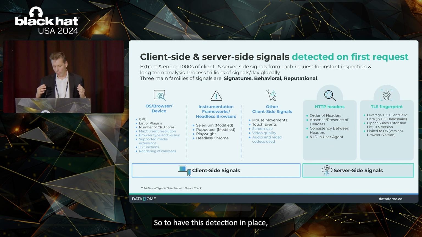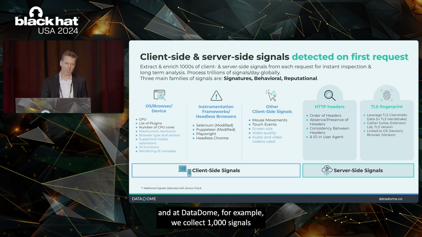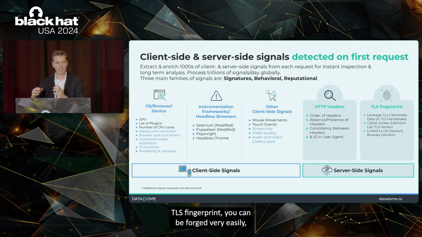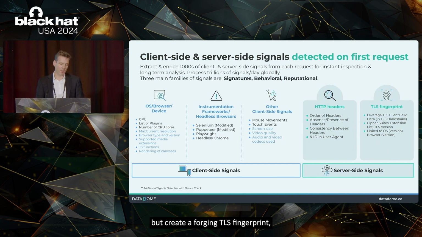To have this detection in place, the key is to collect a lot of signals. At DataDome, for example, we collect 1,000 signals with every single request. So for every single request, we check 1,000 signals in real time. That translates to 5 trillion signals every single day that we process in real time. And the signals are to be collected client-side and server-side. I was telling you at the beginning, TLS fingerprints can be forged very easily, and bot creators are forging them, so it's important to have signals server-side and client-side.